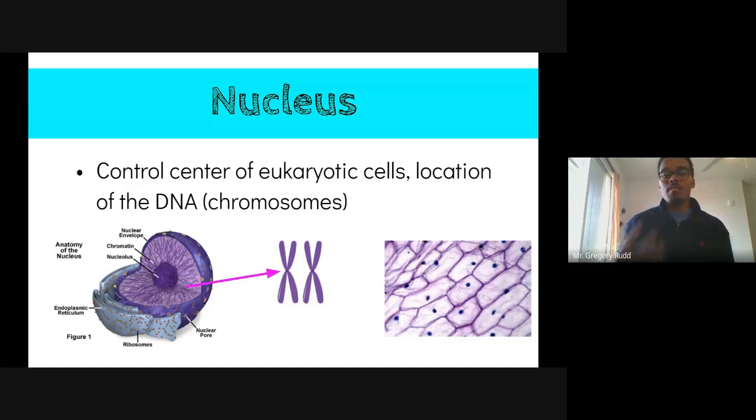The nucleus is almost certainly the most important organelle. The nucleus is the boss of the cell. It's the control center. It's the location of the DNA in specific types of cells. We'll talk about this next week, but cells can be classified in different ways based on their different qualities. Eukaryotic cells are cells that have a nucleus.